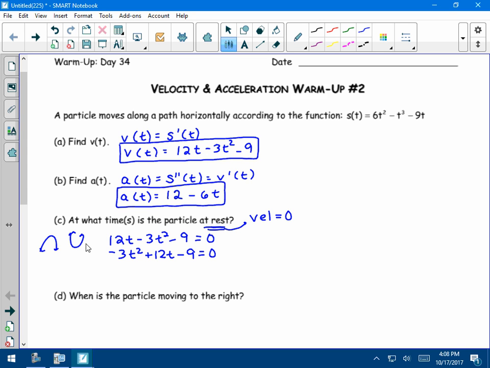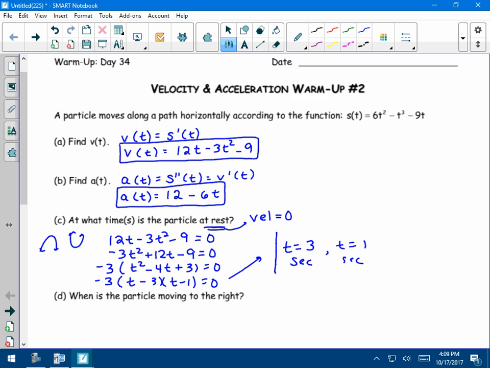So leave it over here, but factor it out. We're going to take a GCF of negative 3 out. That leaves me with t squared minus 4t plus 3. Factor. So now I've got t minus 3, t minus 1. So you can see I'm going to get that t is 3 and t is 1. So 3 seconds and 1 second is when the particle's at rest.